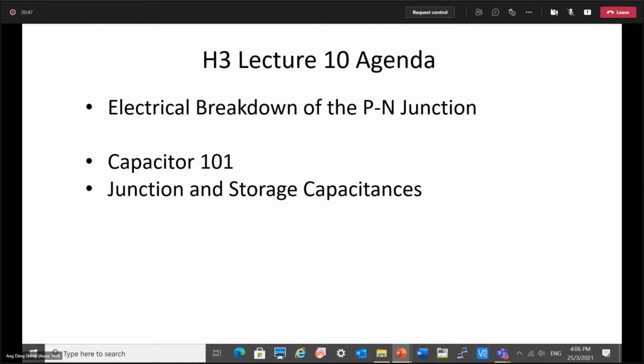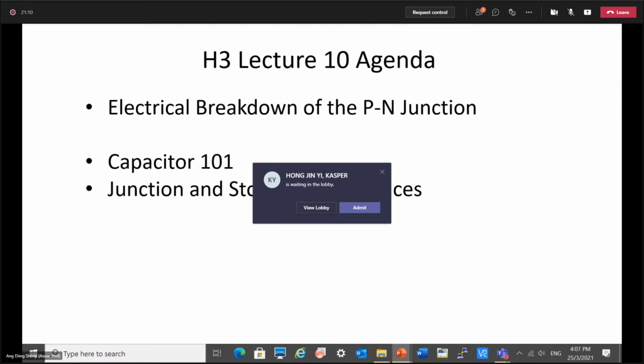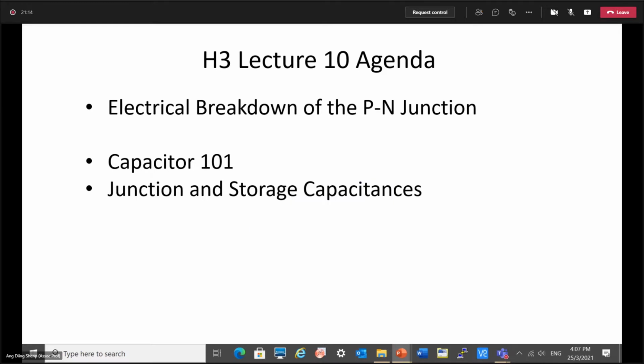Now, the agenda for today is as shown. There are two main topics that we are going to cover. The first one is on the electrical breakdown of the PN junction. And the second topic is on junction and storage capacitances of a PN junction. I understand that the concept of capacitance is not covered in your H2 physics course. So before we go into the discussion on the PN junction capacitances, I will go through a short discussion on the concept of capacitance. So let me get started with the first topic.